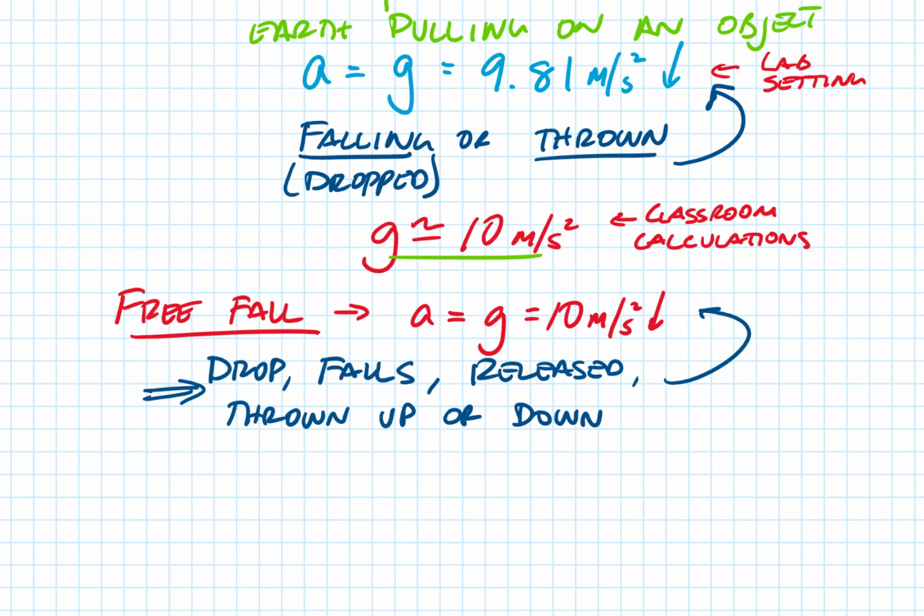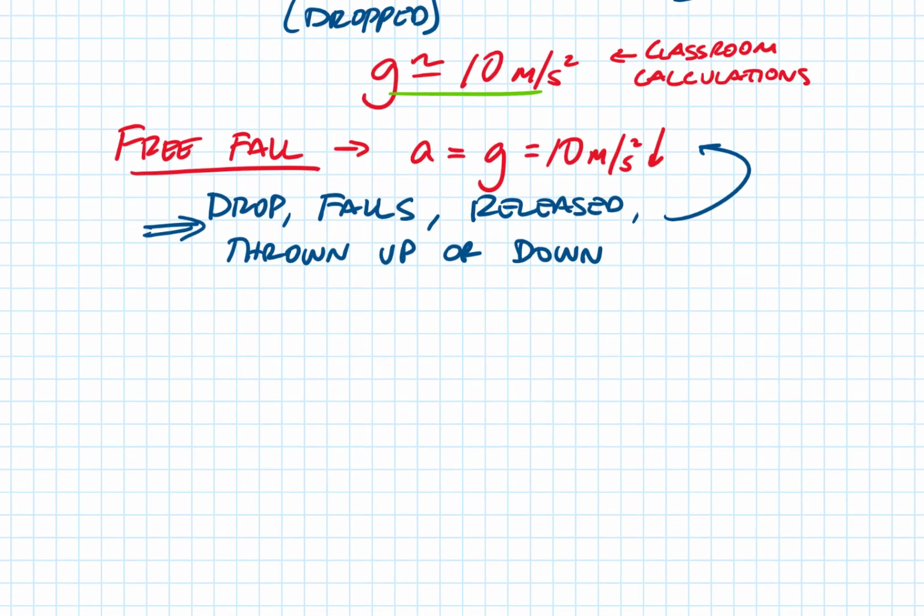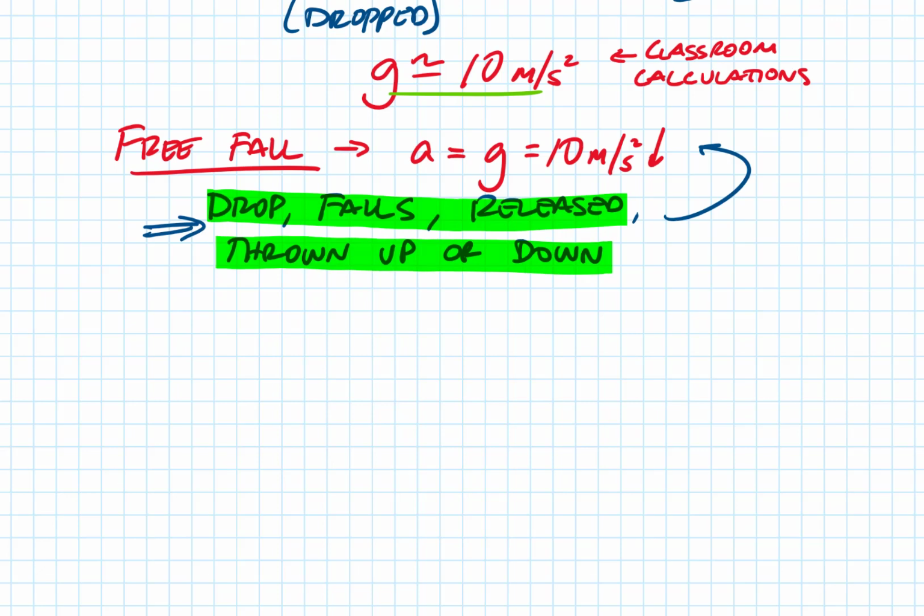Now, solving free fall problems is no problem, because we're still going to be using those kinematic equations that we used before. We're still going to be using the guess method, but things are getting a little bit more difficult because I'm not going to tell you the acceleration. I'm going to say something like this. An object is dropped from the top of a bridge. An object is thrown straight up into the air. An object is released from rest and allowed to fall.